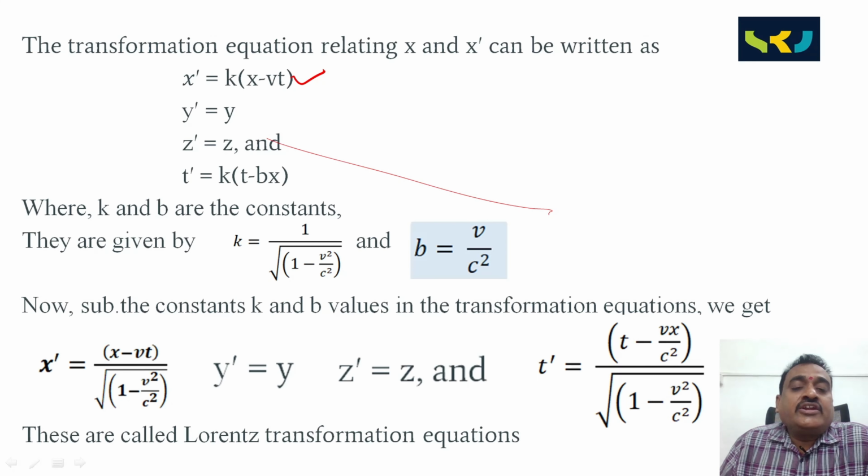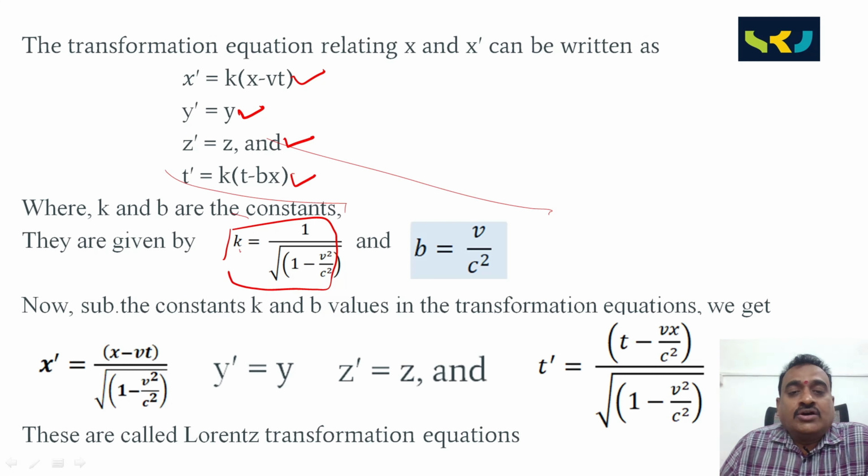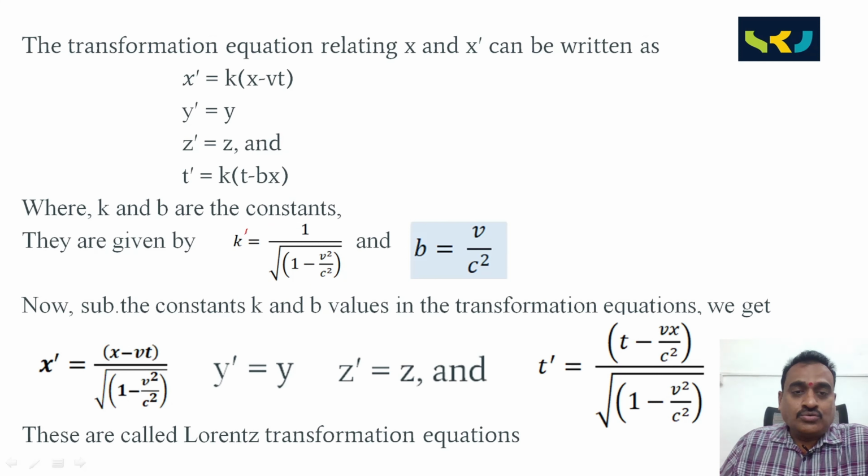So, simply, the transformation equation relating x and x dash can be written as x dash is equal to k into x minus Vt, y dash is equal to y, z dash is equal to z, and t dash is equal to some constant k into t minus some constant b into x, where the constant values are k equal to 1 by root of 1 minus v square by c square, and b equal to v by c square.